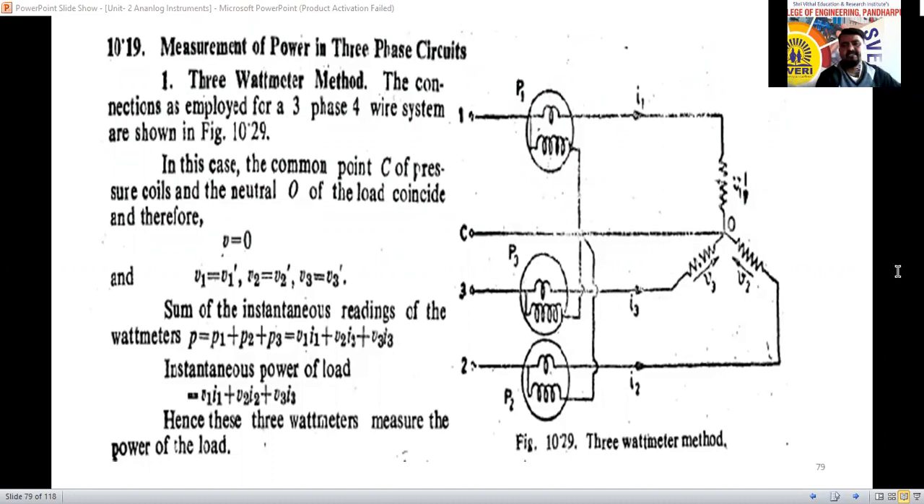You can connect this in a delta load also. For star and delta both, you can connect one wattmeter for each phase, then sum all of them, and it will give the same answer. You can use 3 wattmeters for the delta load or star load. Both are applicable here. Any doubts?